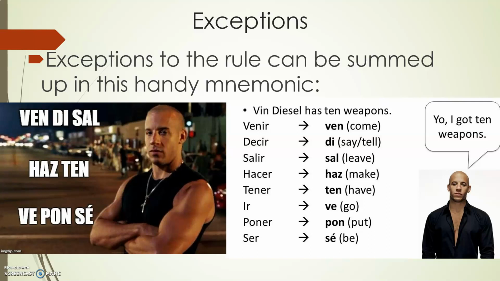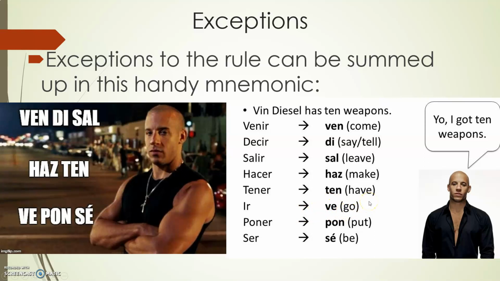Luckily, I have an easy mnemonic for you to help hopefully remember these. So this is Vin Diesel, of course, and we need to remember that ven di sal, hazten ve pon se. So these are the exceptions to the rule. We have venir, which turns into ven, decir, which turns into di, salir, which turns into sal. So ven di sal, and then hacer turns into haz, tener turns into ten, ir, to go, turns into ve.